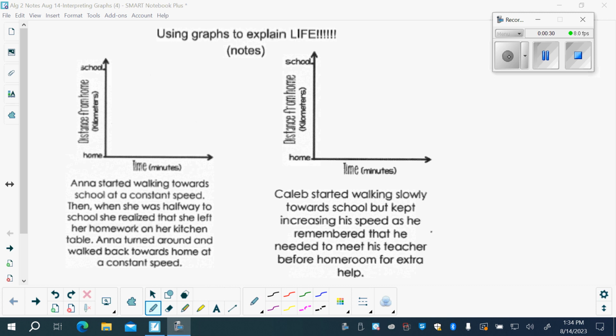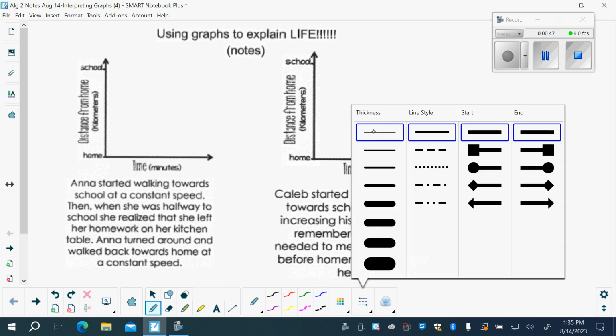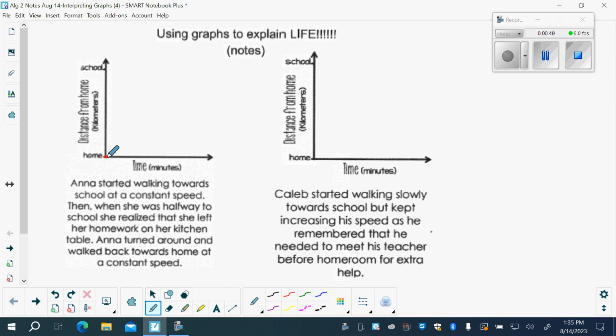So, constant speed. What kind of a line, straight line, curved line? What do we do for a straight line? Okay, so we're starting here. Let's do red. We're starting here, and so it's going to be a straight line. And so it says, then when she was halfway to school, so halfway is going to be about right here. And so we're going to do a straight line like that, no curve.